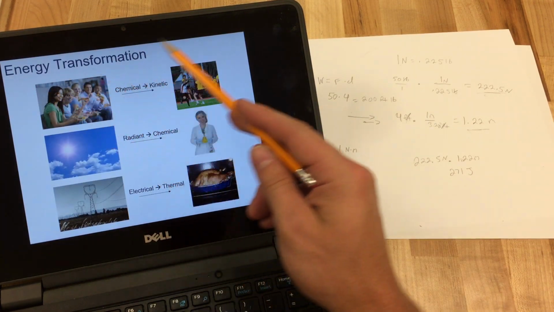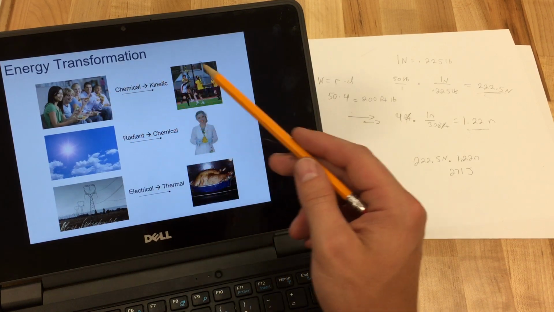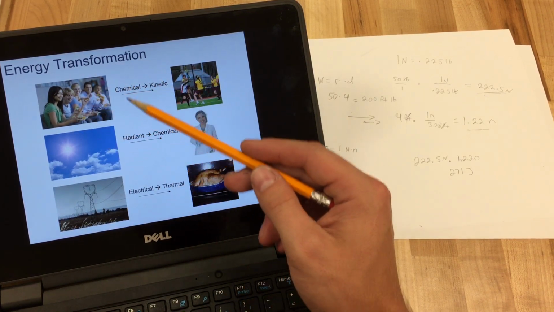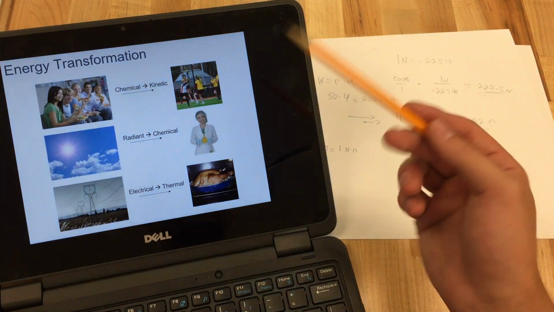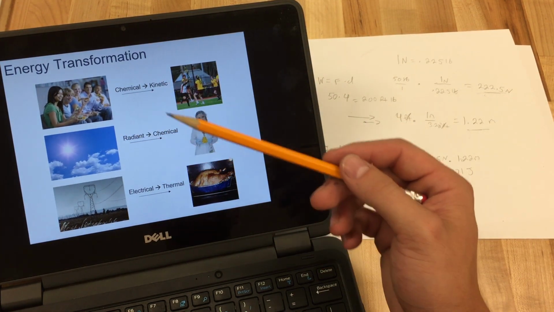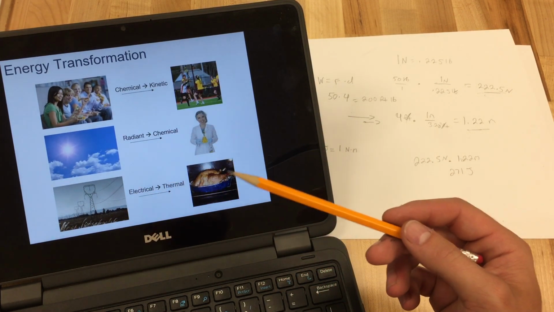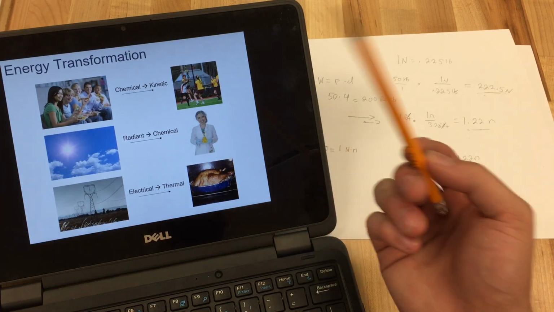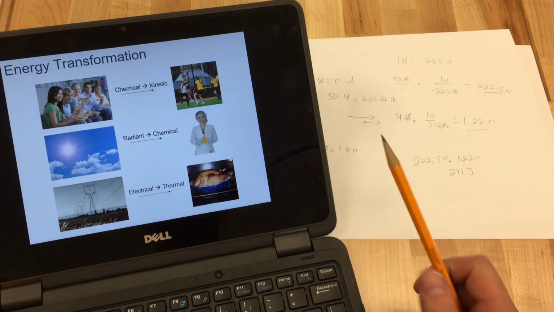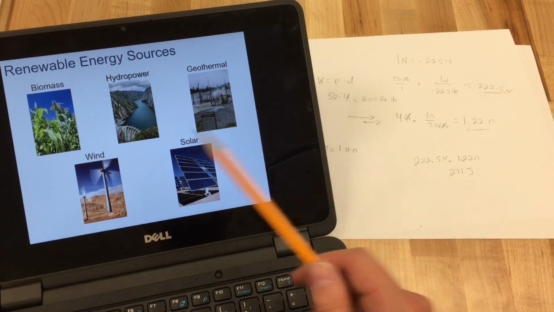All right, now we can transform energy. So for example, we have chemical to kinetic. So people eating food, that food is then used to create kinetic energy. All right, radiant energy, that's the sun creating chemicals. All right, electrical energy then being used to turn it into heat energy. So we can transform the type of energy, but we can't do it without any loss.